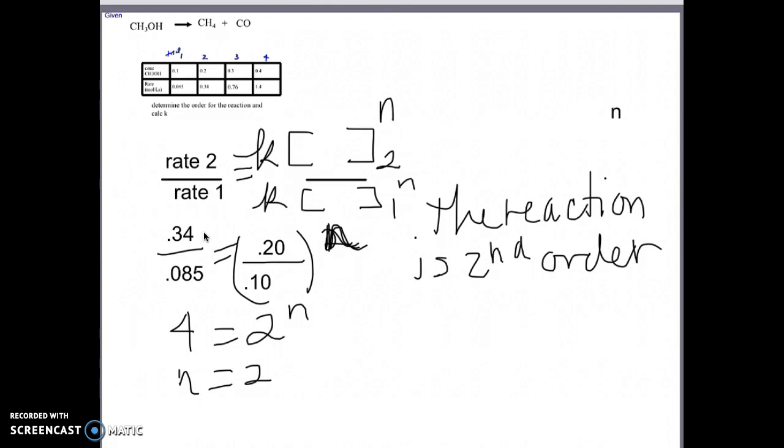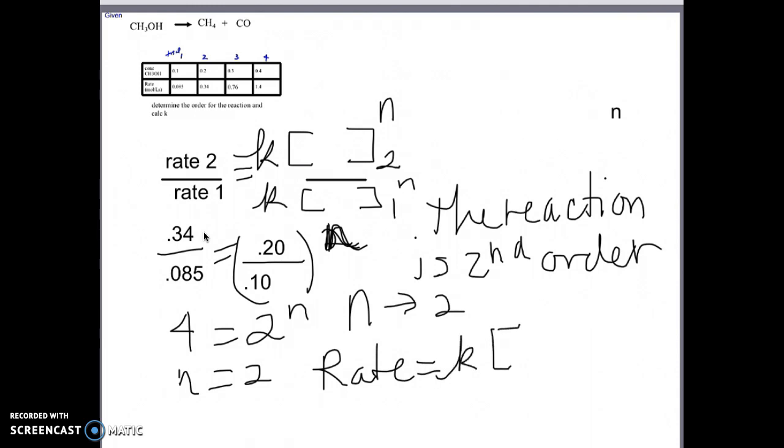So now, once we found N, we know that the reaction is second order. We would write the rate law as rate equaling some specific rate constant times the concentration of CH3OH, because this was the reactant we were looking at, that concentration to the second order. That's a 2. Now if we take a new sheet here, I notice that once N is found, you can solve for K.